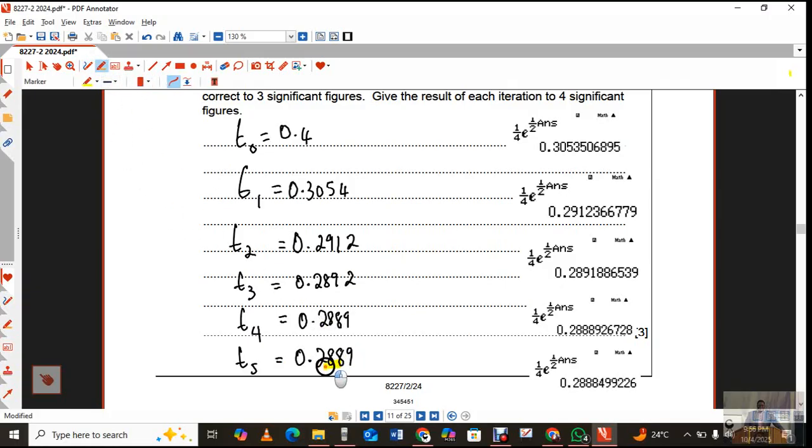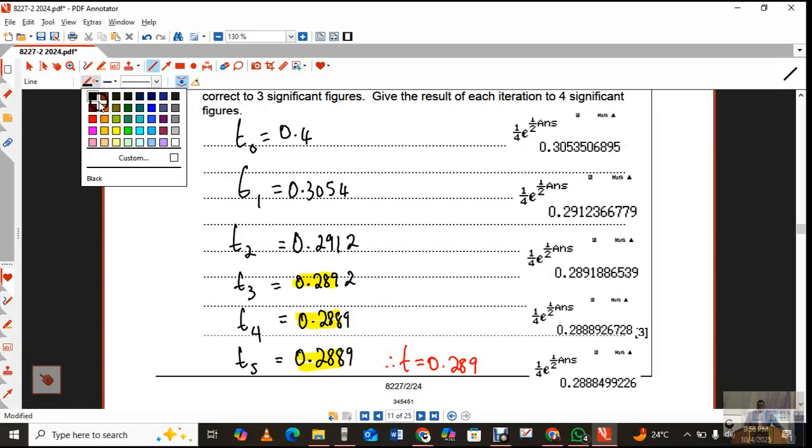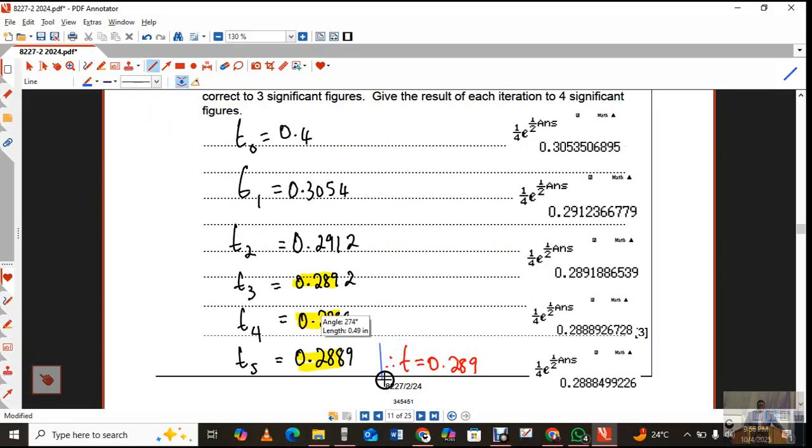I mean, 3 significant figures is here. It's here. Even there. I can therefore conclude I can say T is equal to 0.289. That's what I wanted there. Right, so this is my solution. It converges to that.